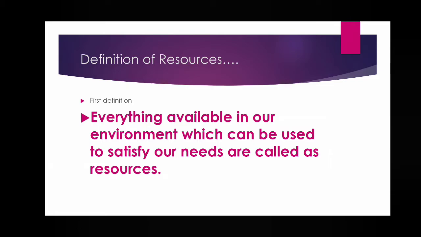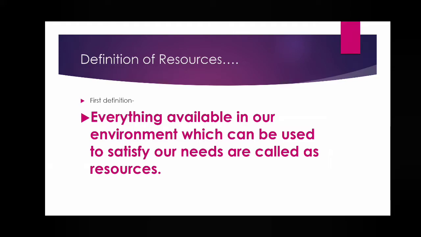Everything is clear here? That means the things which are available in an environment and also which can satisfy our needs. One thing is available in our environment but it cannot be used to satisfy our needs, then it will never be called as resource. 2 things you have to complete. If anything wants to become a resource, it has to complete 2 criteria. One criteria, that is what? That it is available in environment, and second thing, that is what? It satisfies our needs.